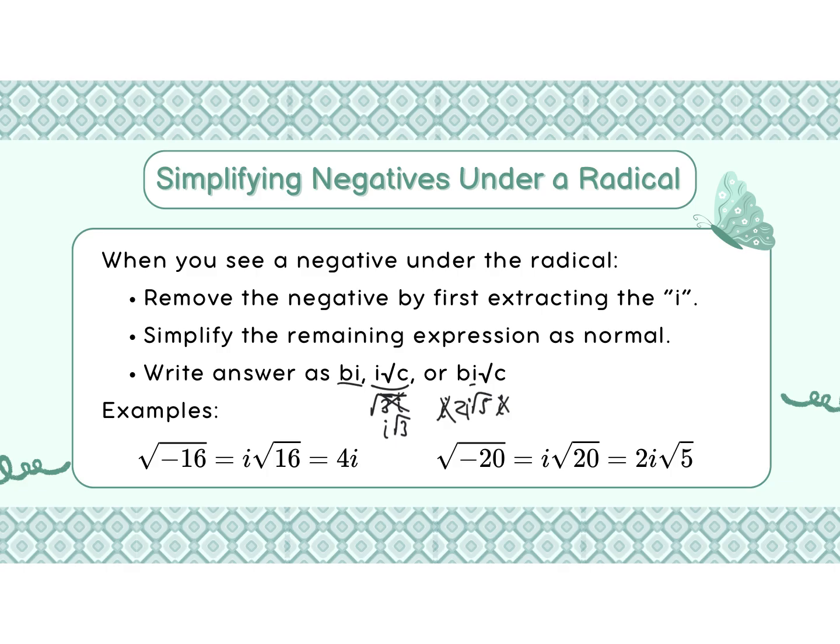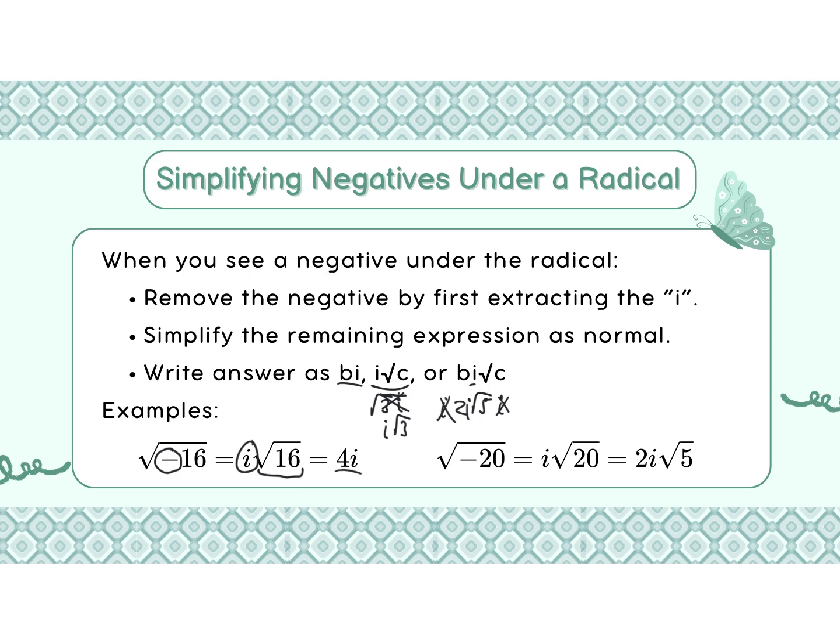So some examples, something like the square root of negative 16. I see a negative underneath the radical, so I can take out the i and then leave everything else underneath. And then see if we can simplify that. The square root of 16 is 4. So then the square root of negative 16 gets us 4i.